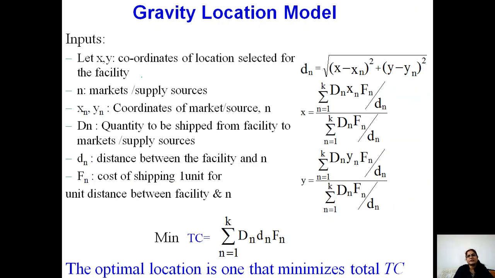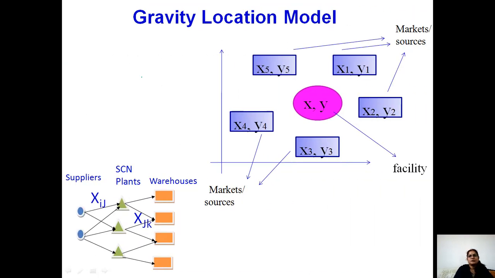Now let us see the gravity location model. For that, a few inputs are there, that is, a few symbols are used for those inputs. Let us see actually how it looks now. I have a facility like this. There are potential sites. Say for example 10 sites are available. Out of them I have to choose one for which the total cost is minimum.